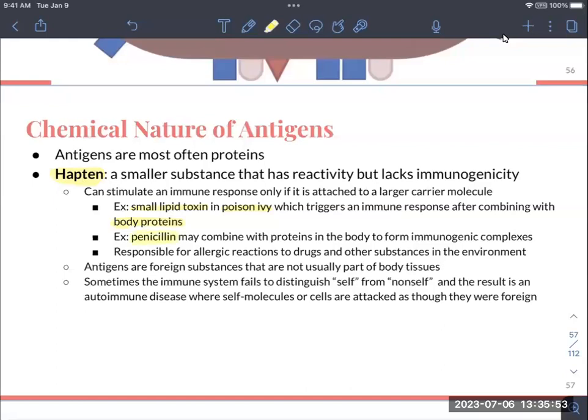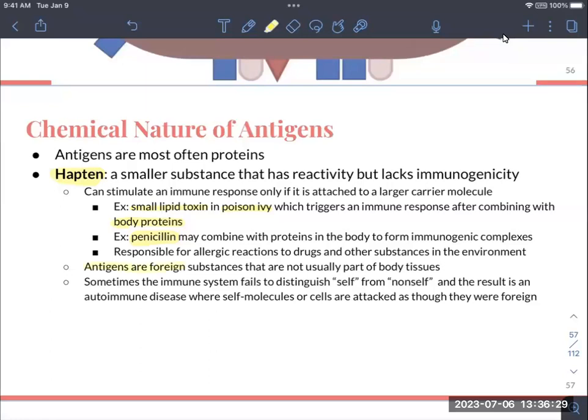Penicillin. This is a medication. It's going to combine with proteins in the body as well, but it's going to form these immunogenic complexes. So this is one way that allergic reactions happen. Somebody who has an allergic reaction to drugs, like different medications, anything in the environment, it attaches to a protein in the body, and then that's what causes the reaction to happen.